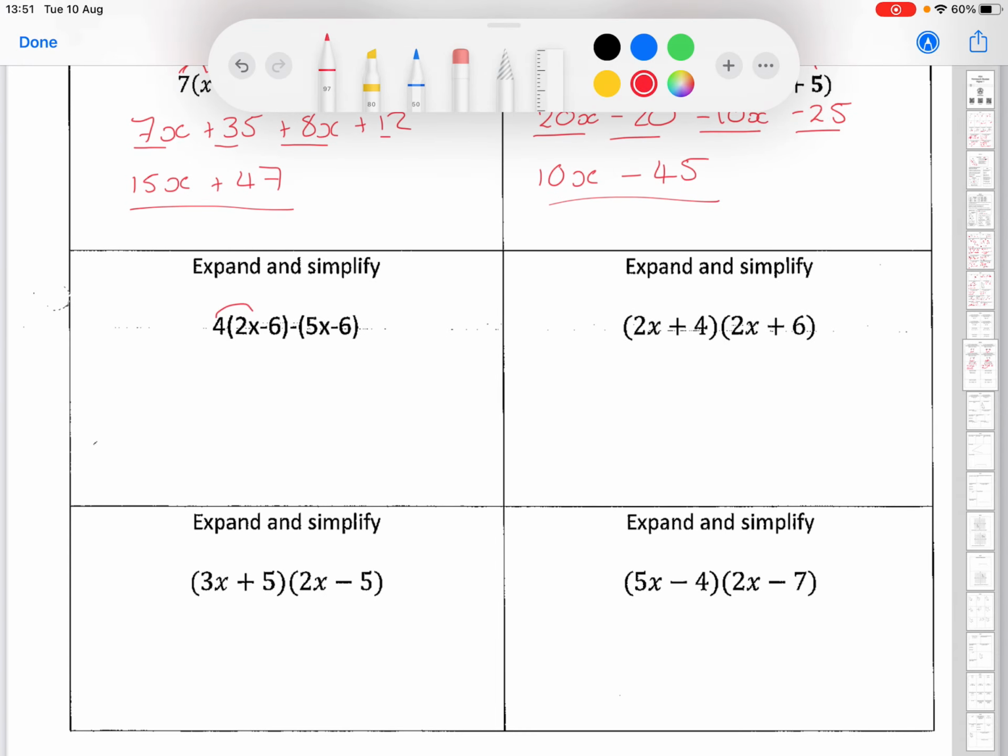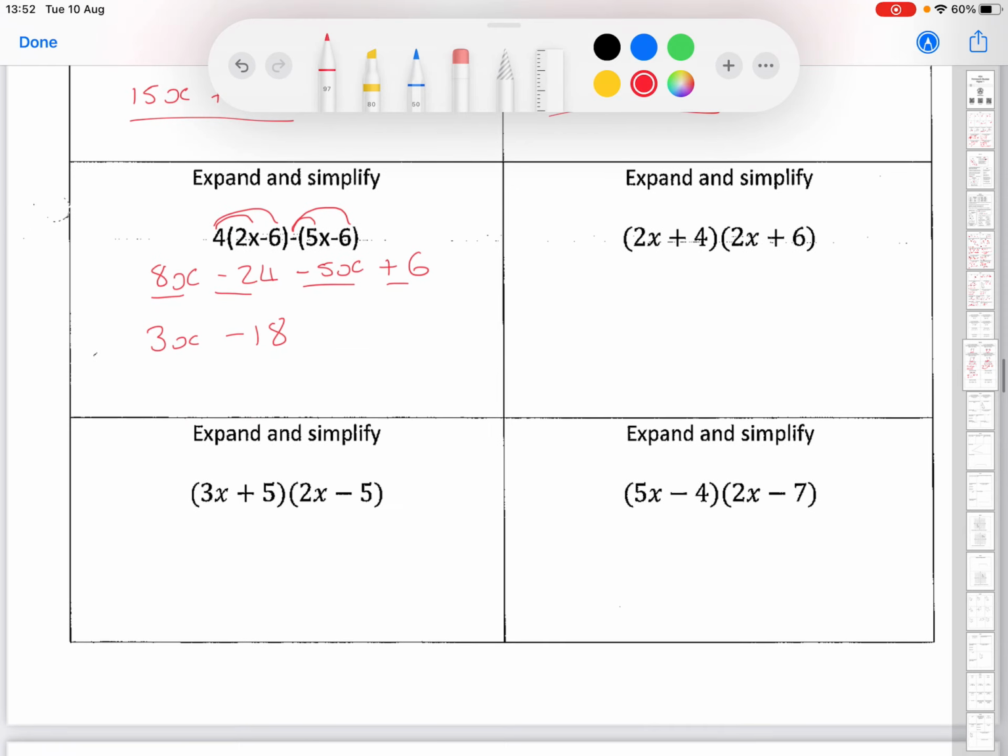Another expand and simplify. We've got 4 times 2x, that gives us 8x. Got 4 times minus 6, that's minus 24. Now there's nothing in front of this one, so it's like an invisible 1. So if you were doing minus 1 times 5x, it'll be minus 5x. But then if you were doing minus 6, that means plus 6. So very careful on this one. So then we've got 8, take away 5, that's 3x. And then we've got minus 24, add 6 to get minus 18.